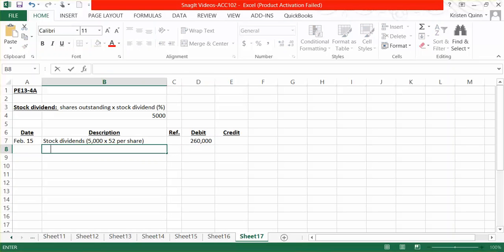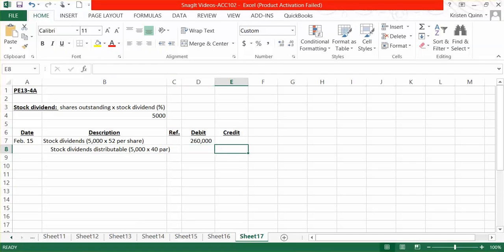We're then going to create that liability of stock dividends distributable. That's going to be the 5,000 shares multiplied by the par value, because what we're going to distribute to these shareholders eventually is going to be common stock. And we know that our common stock cannot be credited for more than par value. And they tell us that they have a $40 par value. We take again the 5,000 shares that we're going to give and multiply it by par.